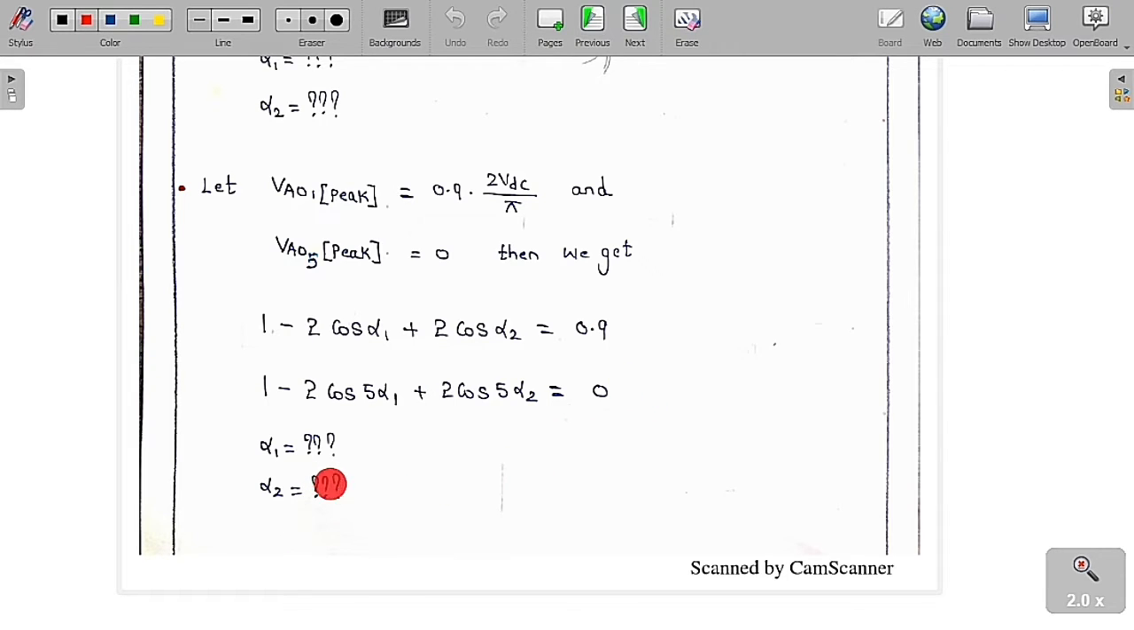So this is the way, by choosing this alpha 1 and alpha 2, we can remove the fifth harmonic component also and get the peak value of the fundamental as 0.92 VDC by pi. The advantage of this one is that with two switchings in quarter cycle, whatever harmonic we don't want, we can easily eliminate with the help of this process. So selective harmonic elimination means whatever harmonic we don't want, we can remove it in a much easier manner with this two-way switching.